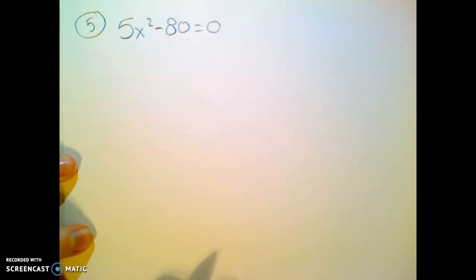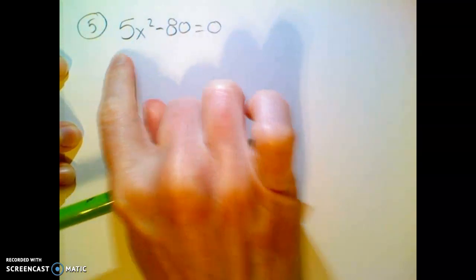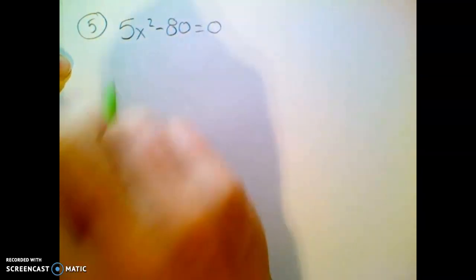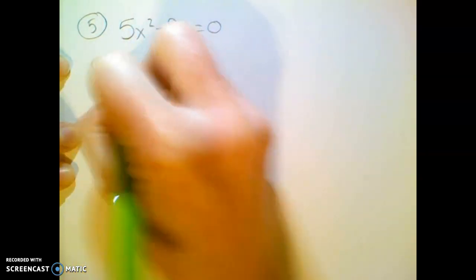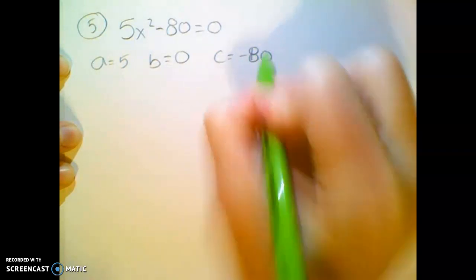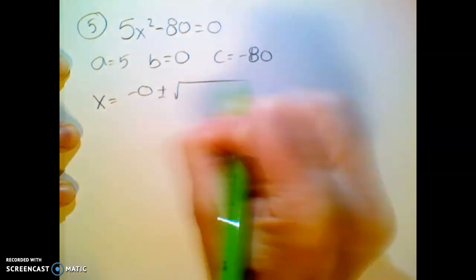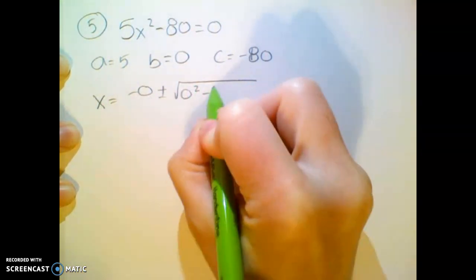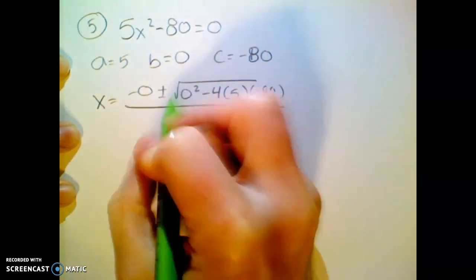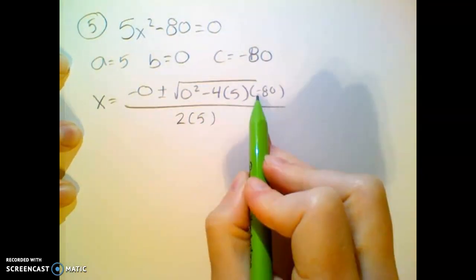We'll go ahead and do one last one. I think you guys probably have it by now. But again, make sure it's in standard form. This would be so easy to factor. Anytime you're missing that x term, it's really easy to factor, but we're doing quadratic formula today, so a equals 5, b equals 0, and c equals negative 80. Okay, so x equals negative b plus or minus square root of b squared minus 4 times a times c all over 2a. All right, this one, a negative and negative will be a positive.